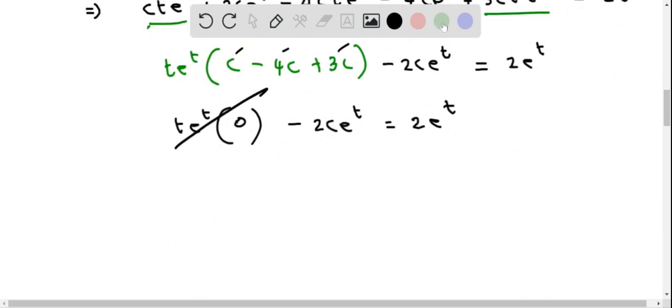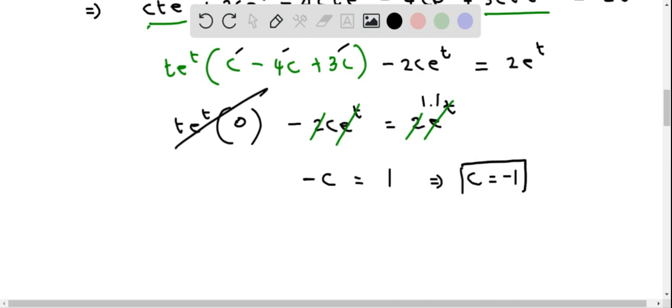Dividing both sides by e power t, we will have this term cancel. Also dividing both sides by 2, we will have these 2 cancel. So on the left side, we have a negative c. And this equals 1, and this implies c equals negative 1. So we have determined the value of c, which is negative 1.